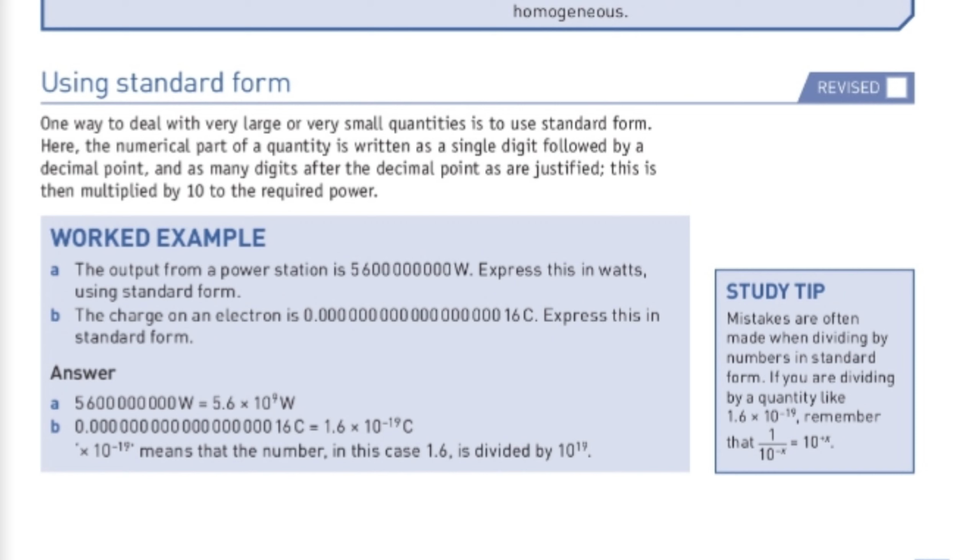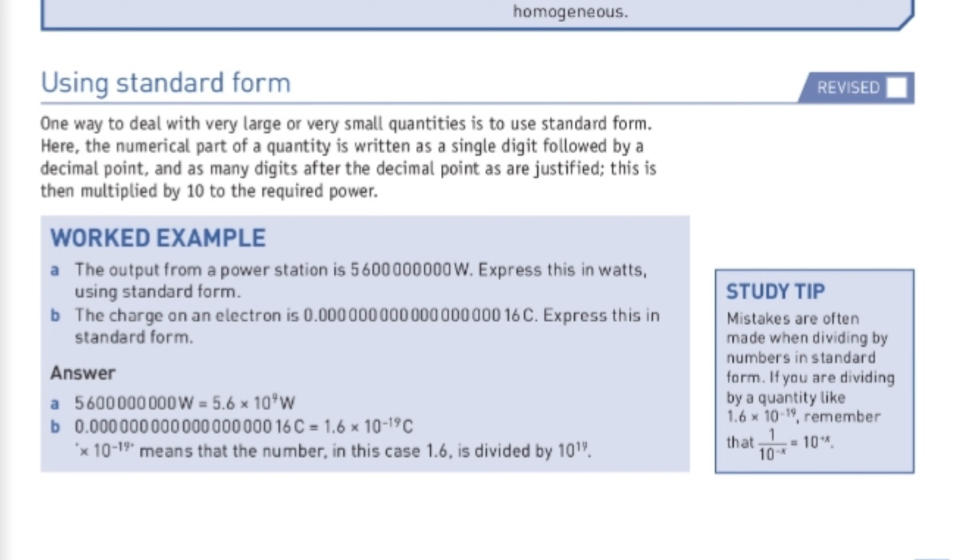Using standard form. One way to deal with very large or very small quantities is to use standard form. Here, the numerical part of the quantity is written as a single digit followed by a decimal point, and as many digits after the decimal point as are justified. This is then multiplied by 10 to the required power.